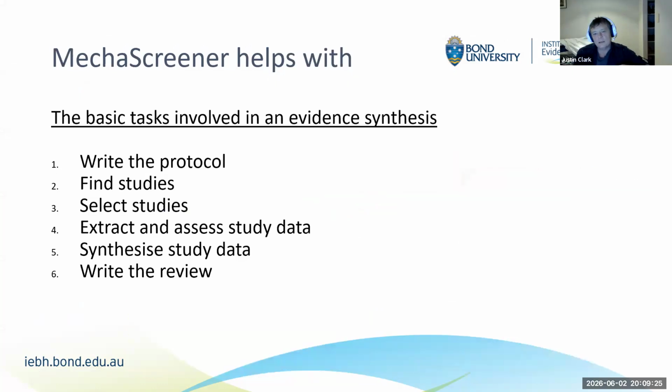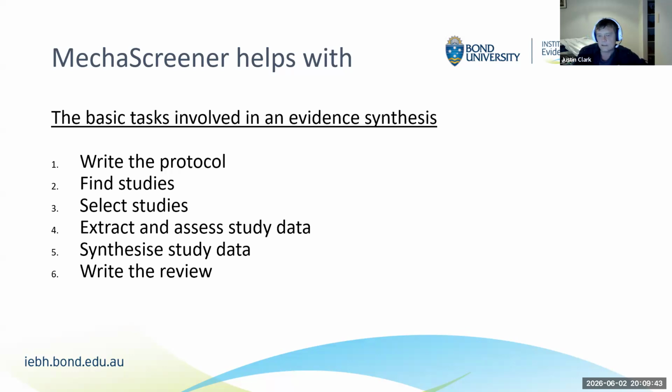MechaScreener helps with writing your reviews and doing your reviews. Write the protocol, find some studies. That's when you search databases, collate all your stuff, deduplicate it, get it ready. Select studies. This is a manual review process where 2 people look at the search results and they decide whether a study is includable or excludable.